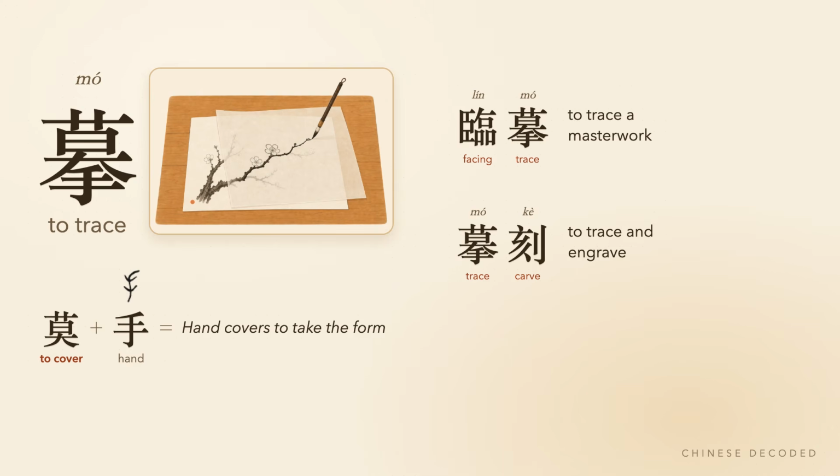摹 can also be used figuratively, the hand feeling out a shape. 描摹, to depict, to trace a thing's shape in lines or in words. Either way, the hand performs the same action, cover and take form.